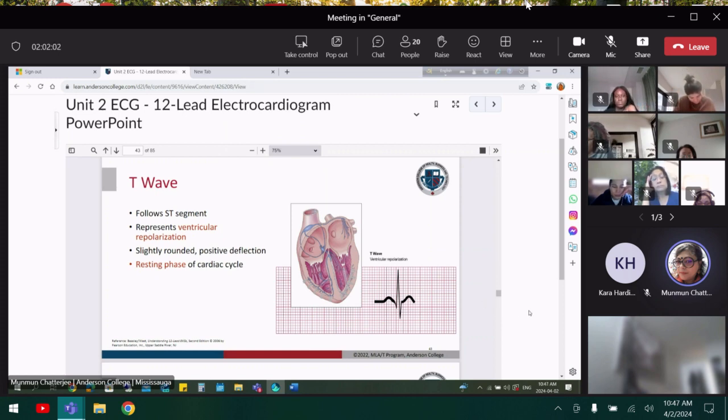And this is the resting phase of the cardiac cycle when no activity is going on. There is no electrical activity. It's repolarization for everything.